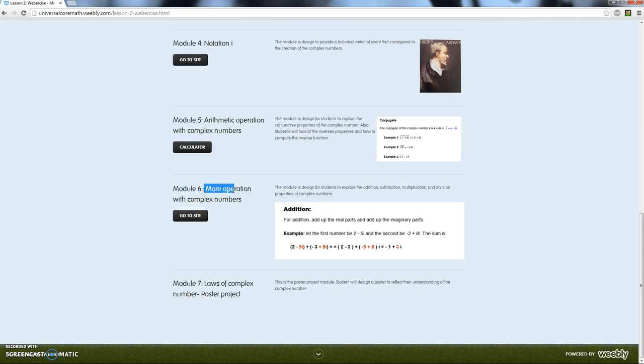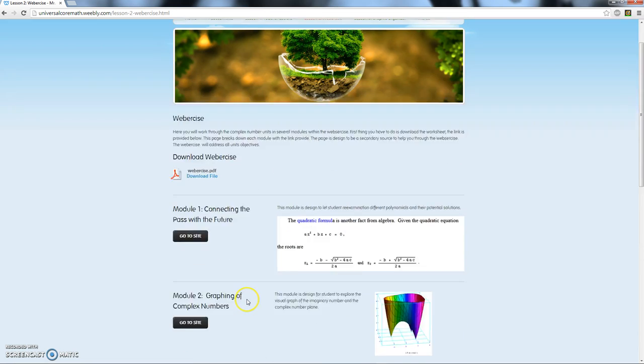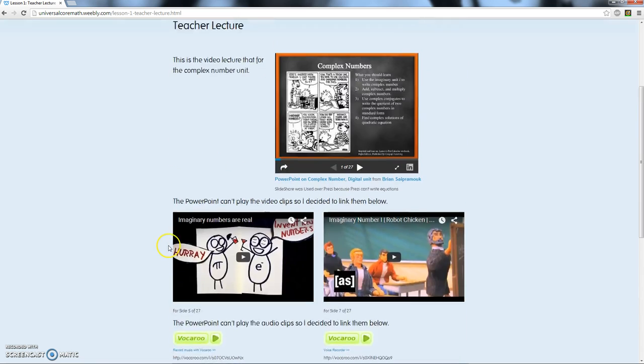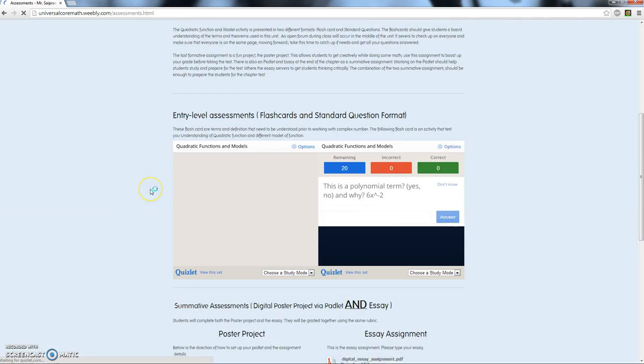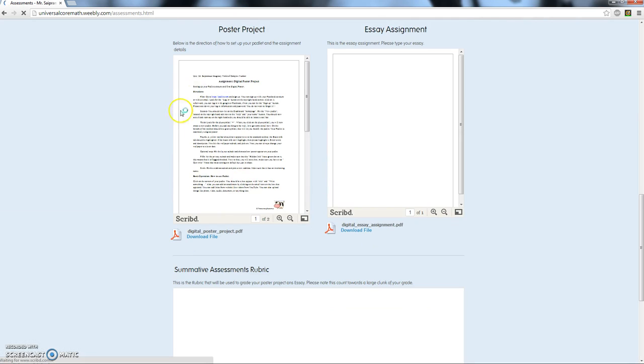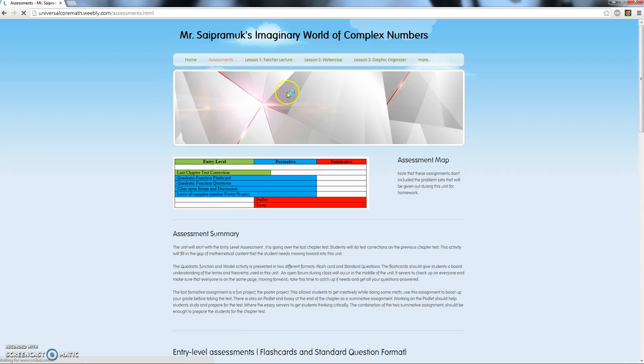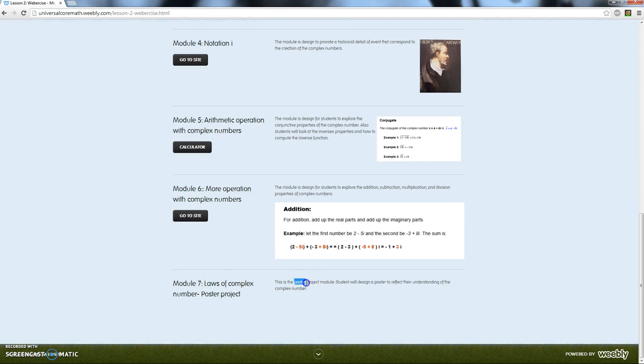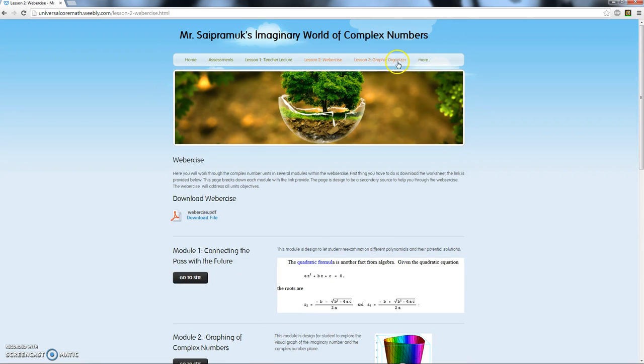5 and 6 are just basic operations that kids are going to do. And 7 is the poster project as well. As you note, the assignment of the poster project here is the same as the WebAssign poster project here of the laws of complex numbers.